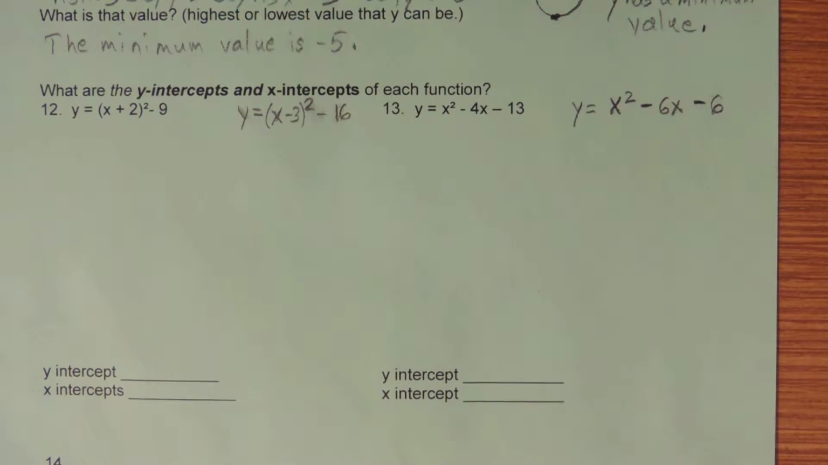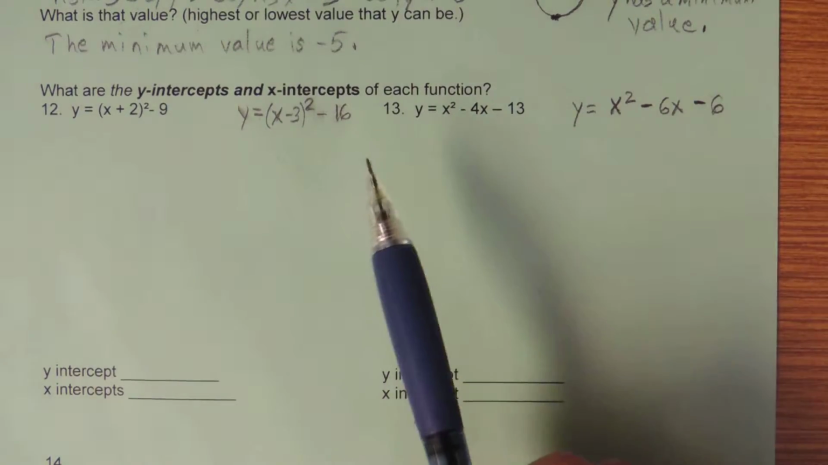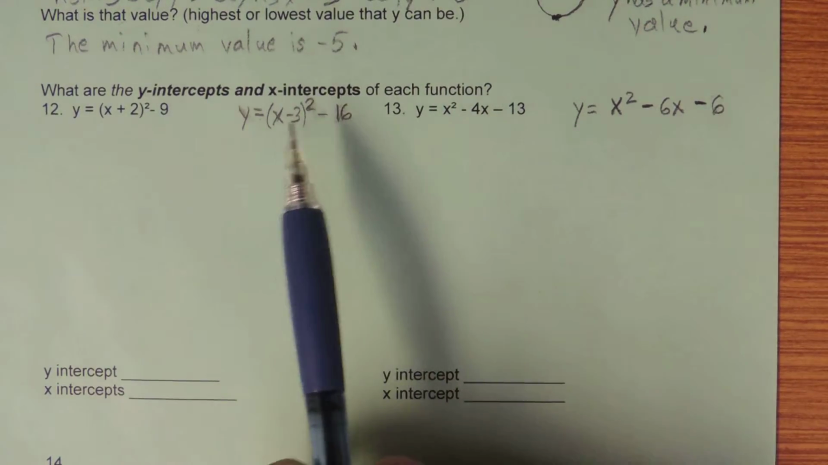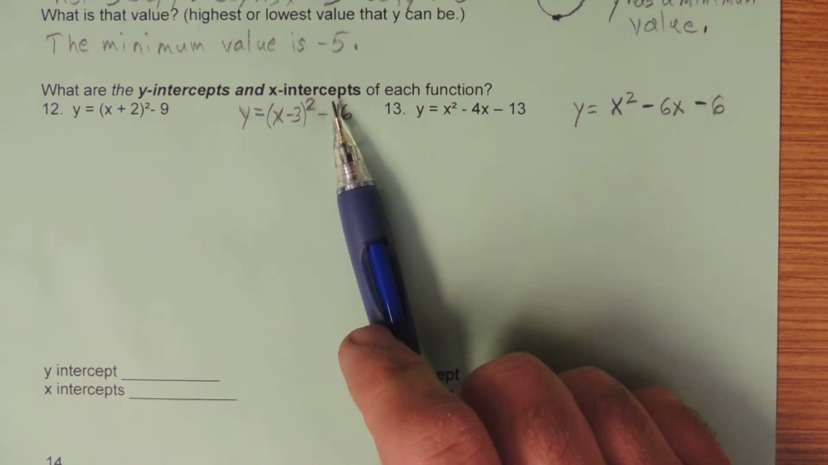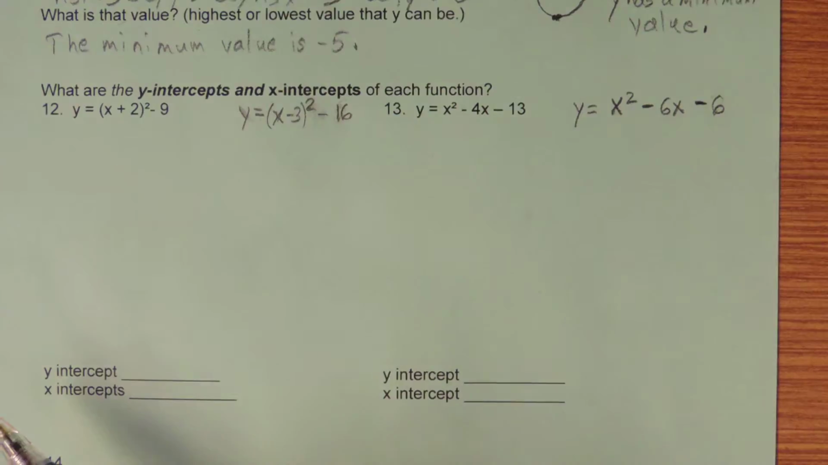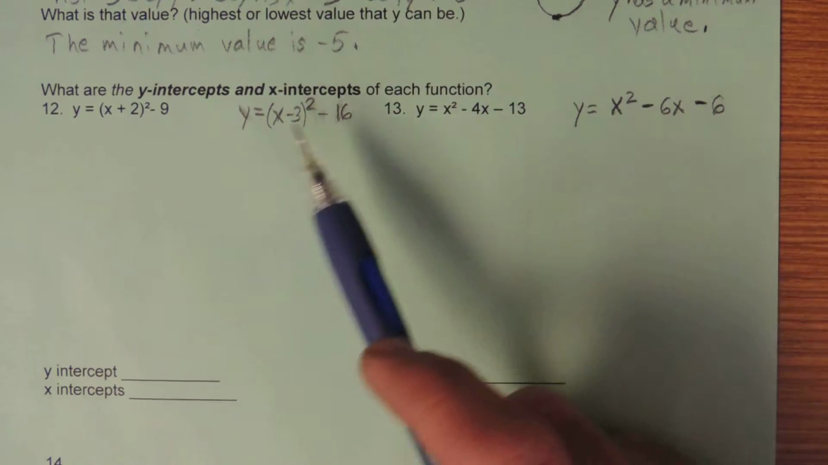Unit 5, practice test number 3, quadratic equations. Questions 12 and 13 ask you to find the y-intercepts and x-intercepts. The x-intercepts are just the zeros. You find those by solving the equation, just like we did on page 1, problems 1 through 6.